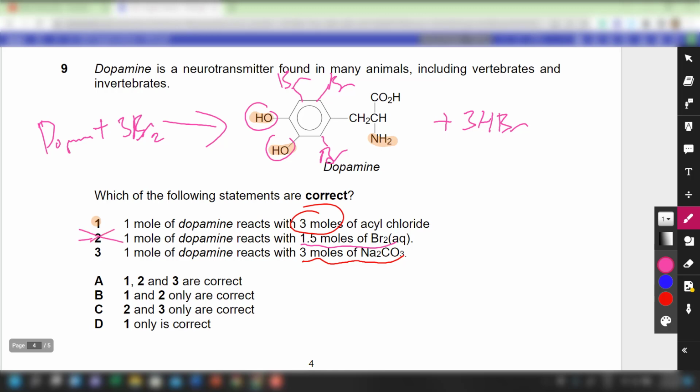Okay, option 3, 1 mole of dopamine reacts with 3 moles of sodium carbonate. This is incorrect because sodium carbonate will only react with carboxylic acid. Okay, so this is incorrect. So therefore, looking through all the options, only D is correct.